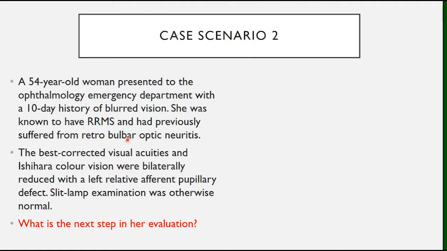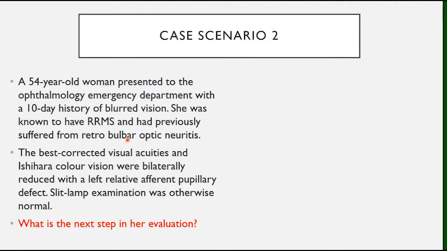VEP, usually for the evoked potentials. Okay, you can do that. It's a test. MRI scan. So what clinical examination? Yeah, so if anyone has blurred vision, okay, what else would you want to do?